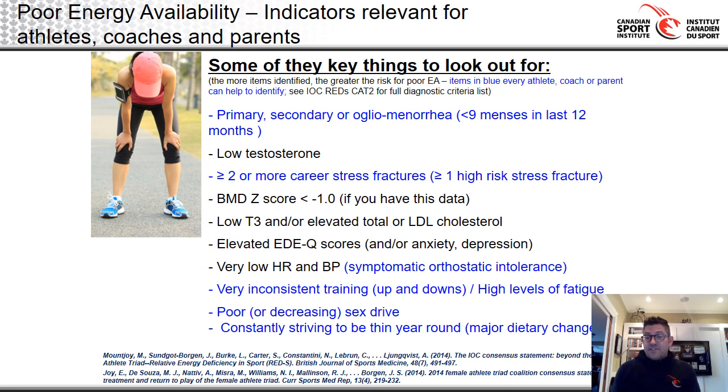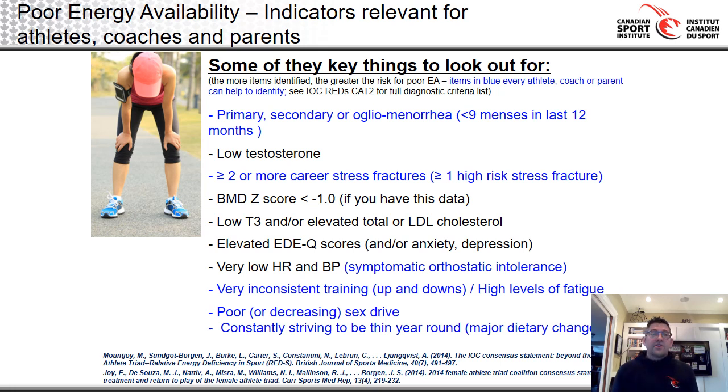I'll add on very inconsistent training, ups and downs of training, and high levels of fatigue, poor or decreasing sex drive, and constantly striving to be thin year-round or major dietary changes can also be signs and symptoms of low energy availability or REDS. But I want to stress every single one of these items also has a potential differential cause that may not be due to underfueling. So the more that you accumulate in this list, the more likelihood you have a definitive diagnosis.